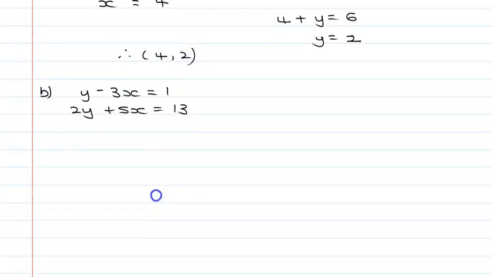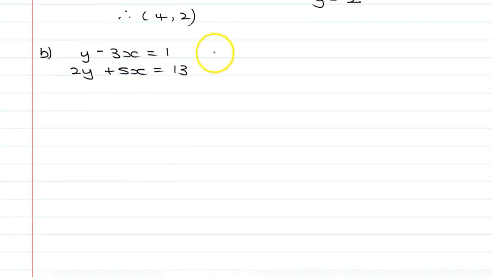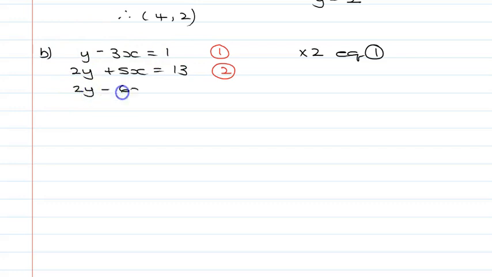Moving on to my second example, let's have a look. So label this one equation 1 and this one equation 2. Always label first. Right, let's have a look. What have we got? We've got no quantities the same here. However, I've got a single y here, so I can multiply all of equation 1 by 2. Okay, so I'm doubling equation 1. That's going to give me a new equation. So let's just double that whole equation first. That's going to give me 2y minus 6x equals 2. And I'm going to call that equation 3.